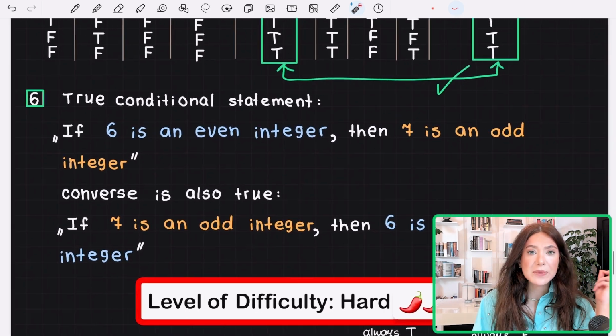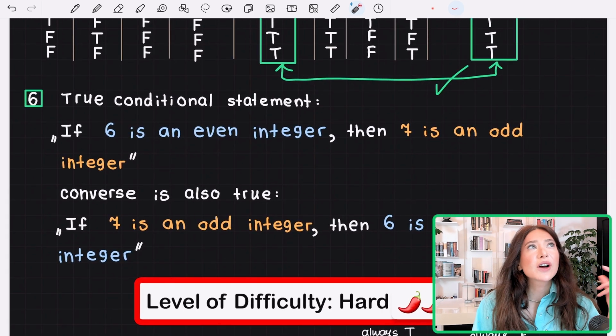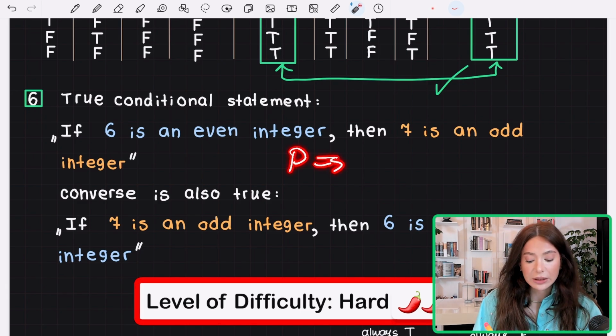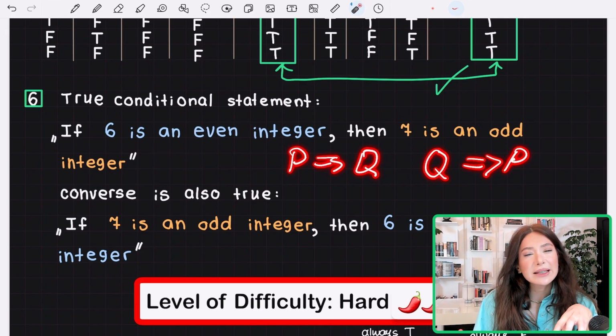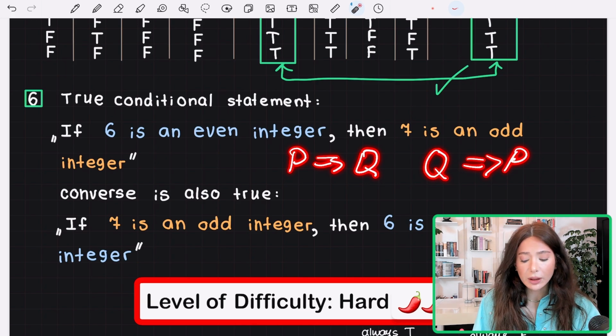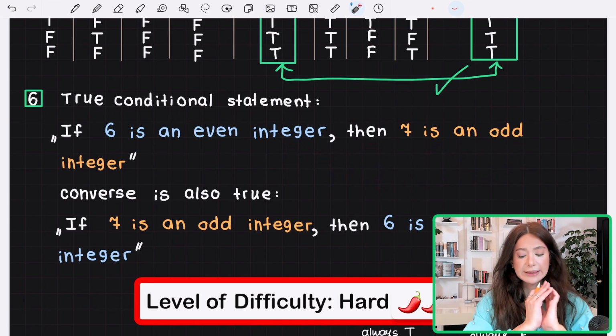The reason why I'm not a fan of it is that if the converse is true, that means that, if P then Q is the original, the converse will be if Q then P. And if that's the case, then they should have used if and only if, the double-sided arrow. Otherwise, the converse is not true of this conditional statement.